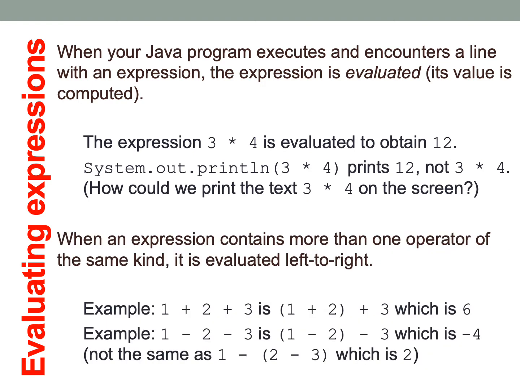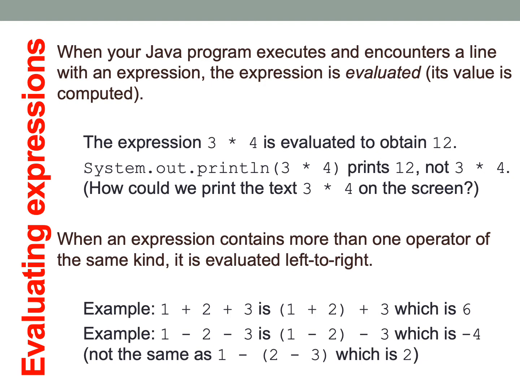When an expression contains more than one operator of the same kind, it is evaluated left to right. For example, if we have 1 plus 2 plus 3, that is the same as having in parentheses 1 plus 2 and then plus 3, which is 6.